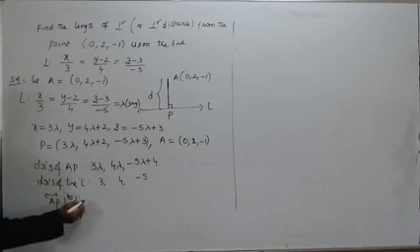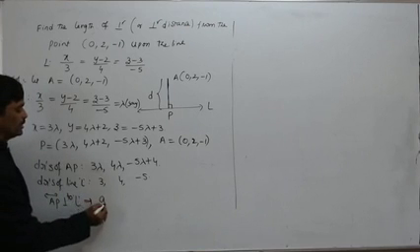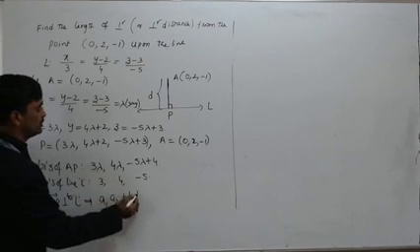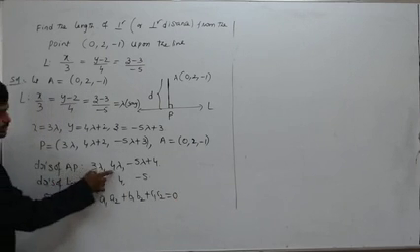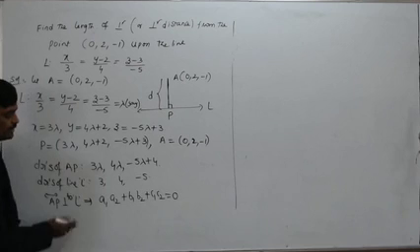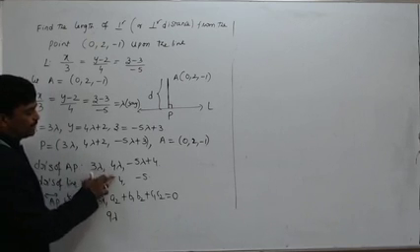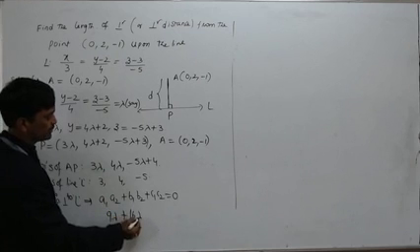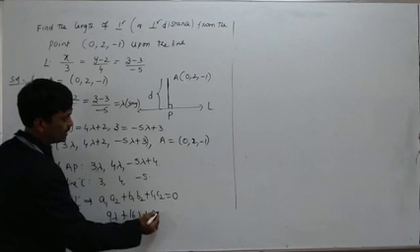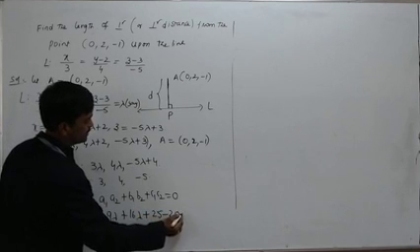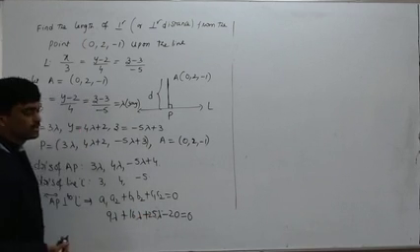Am I correct? Then what is the condition? The perpendicular condition: A1 A2 plus B1 B2 plus C1 C2 is equal to 0. So this is A1, B1, C1 and this is A2, B2, C2. A1 A2: 3 lambda into 3, 9 lambda. B1 B2: 4 lambda into 4, 16 lambda. C1 C2: minus 5 into minus 5 lambda plus 4. That means 25 lambda minus 20 is equal to 0.